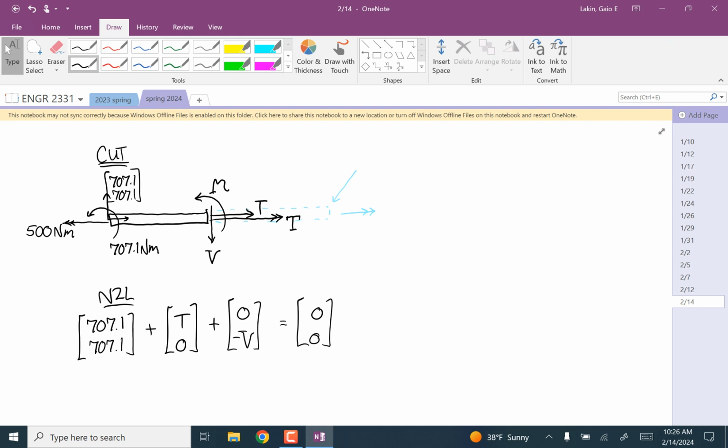And remember, you can always think of those arrows as unit vectors, and you're multiplying that variable to the unit vector. So that's where these vectors come from. The arrow associated with that tension is in the positive x direction, so its unit vector is 1, 0. Multiply that by T, and you get T, 0. The shear force, that unit vector is 0, negative 1. Multiply that by V, and you get 0, negative V.